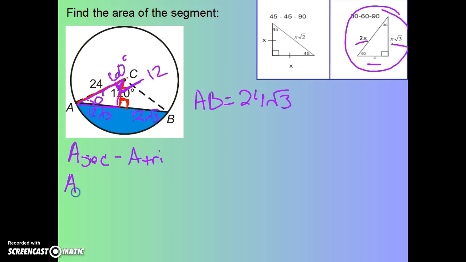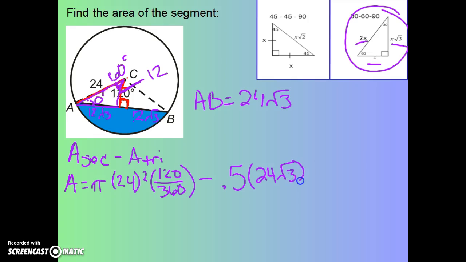The area of the sector in this case is going to be pi times my radius of 24 squared times the measure of my central angle, and I'm going to go back to that 120 over 360, and I'm going to subtract off the area of my triangle. So 0.5 times this 24 square root of 3 times the height is 12.